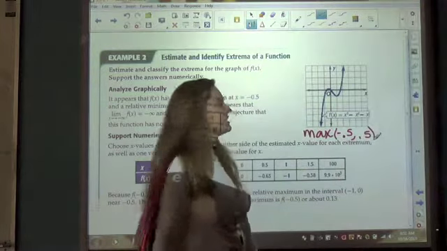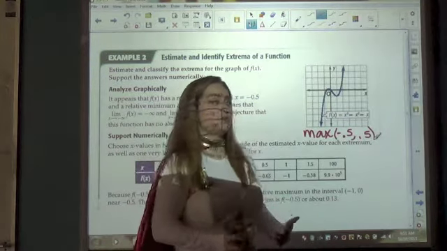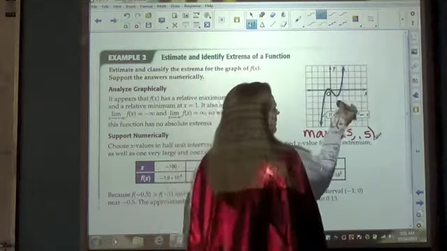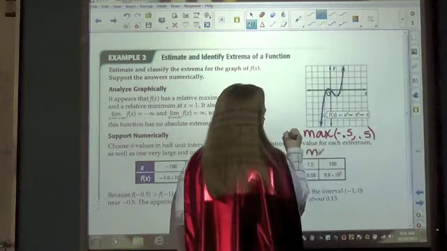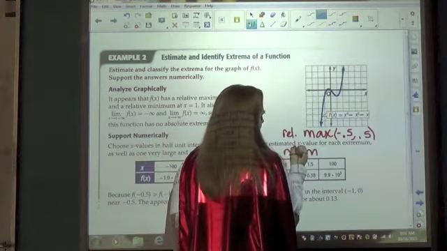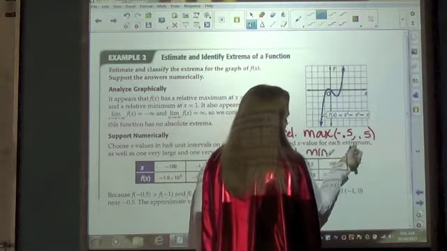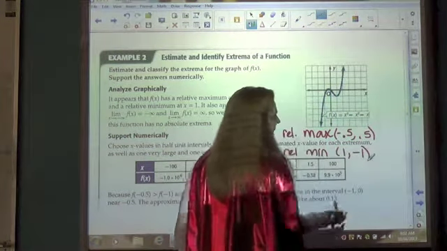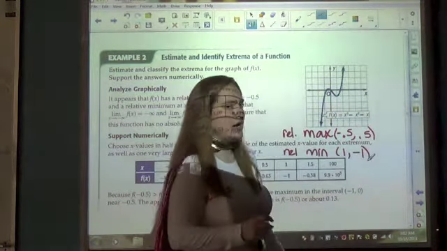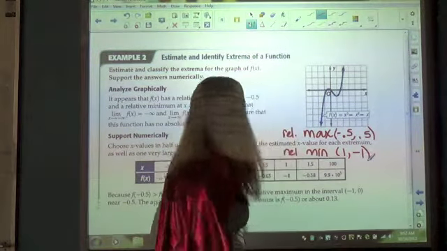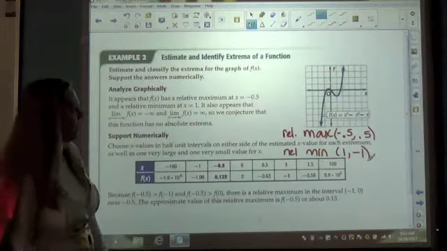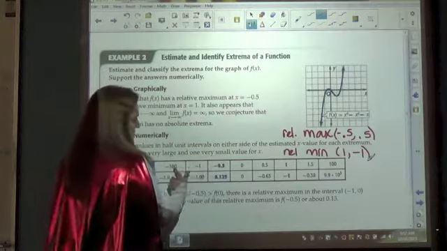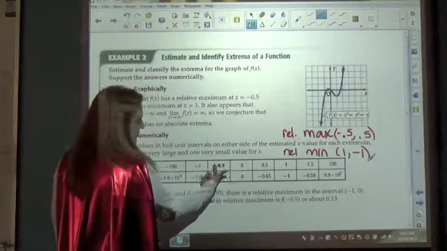That's our relative max, at negative 0.5 and 0.5. Now, is it an absolute max? No, because this continues. Now we can say this is a minimum, so our relative min is at 1, negative 1. Now, those are just estimations looking at the graph. If you're going to prove it, we estimated negative 0.5 for the max, so try some values around there.